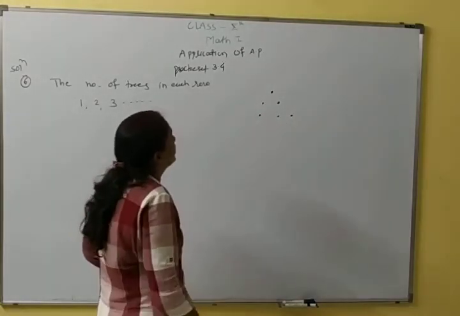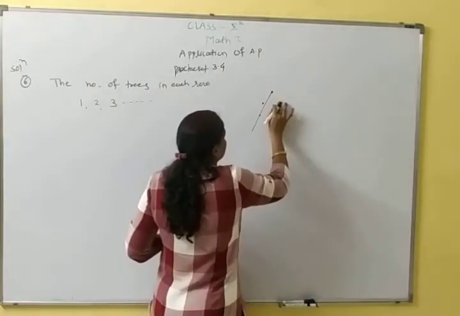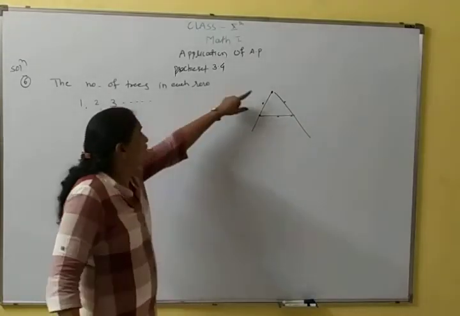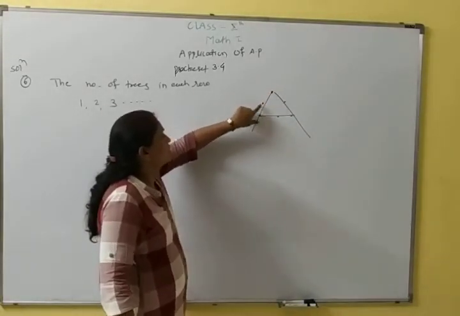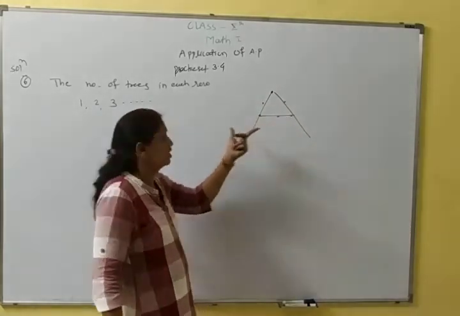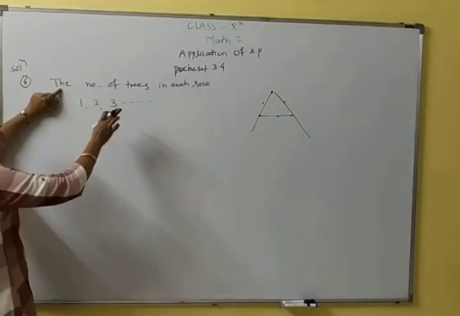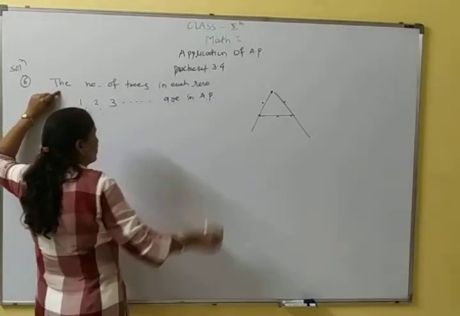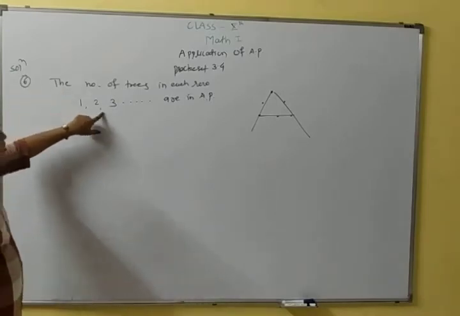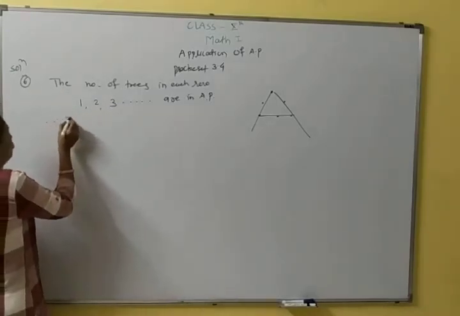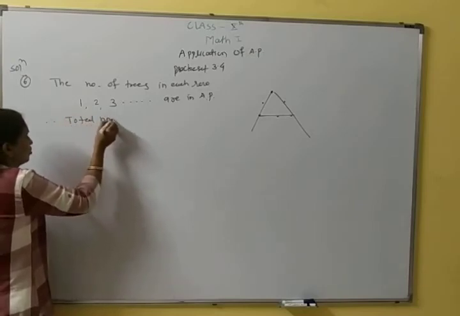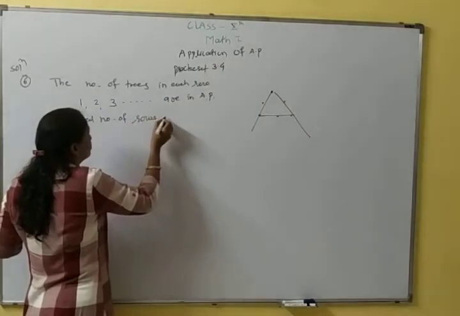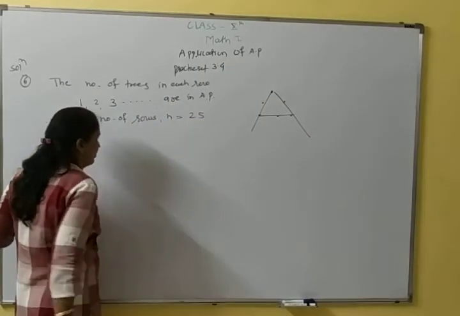Okay, this is the triangular shape. So here in first row one tree, second row two trees, third row three trees. So the number of trees in each row, 1, 2, 3, are in AP. Therefore total number of rows, that is n, equal to 25.